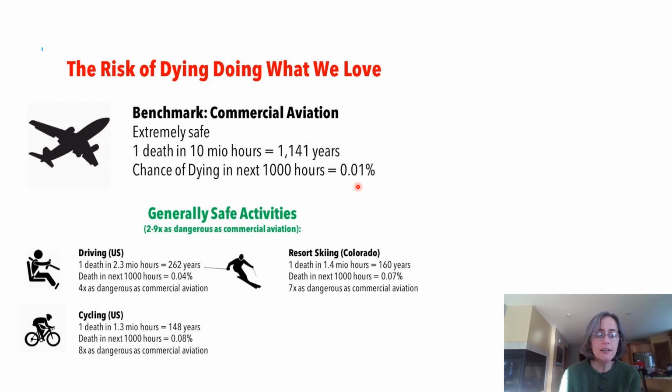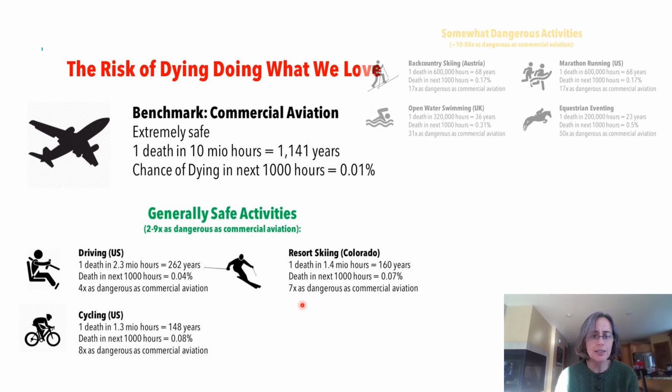Whereas your chance of death in 1,000 hours of driving a car is 0.04%. So driving a car is 4 times as dangerous as flying in a plane. Riding a bike is 8 times as dangerous. We see 8 times as many deaths per the same number of hours of activity for cycling as we do for flying commercial airlines. And then you can see skiing is 7 times as dangerous.